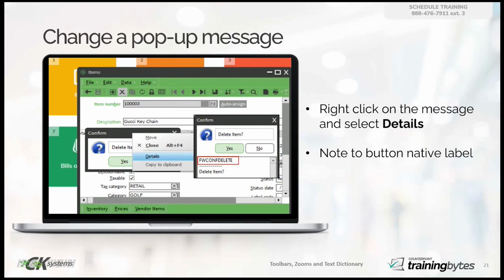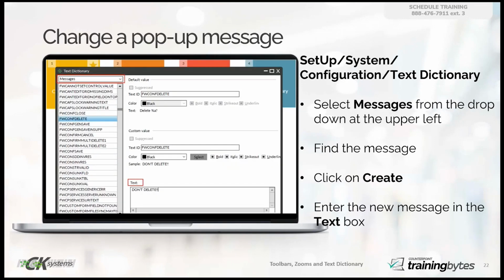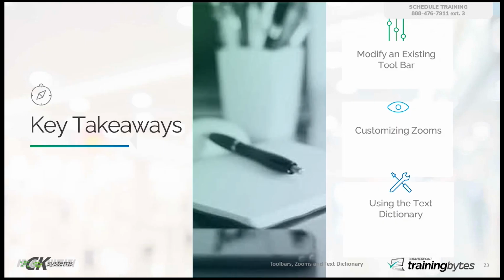Then we go back to the text dictionary, but this time we're not going to go to components. We're going to go to messages, and we're going to find that message in that column on the left. And you have to scroll or down arrow, so there's no quick search. Now, if you go over to the right, you'll see the text ID says FW conf delete. And then down at the bottom, you can change the text. Okay, so let's get into the software and take a look.